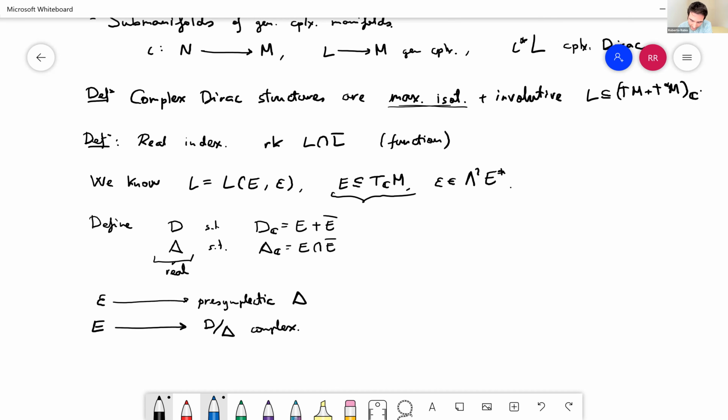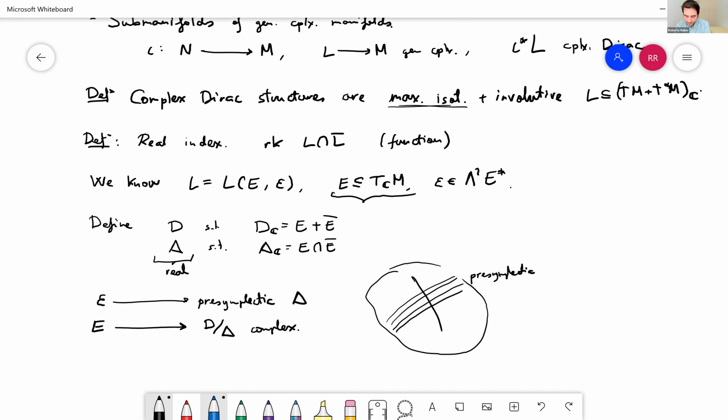So what's happening is that I'm determining on my manifold some leaves that are presymplectic. Now you can already see how this generalizes generalized complex structures, because before I had symplectic leaves. Now this complex Dirac structure in general will give you presymplectic leaves. And what do I have transversally? Transversally, I have D over delta, which is inside TM over delta, and this is complex.